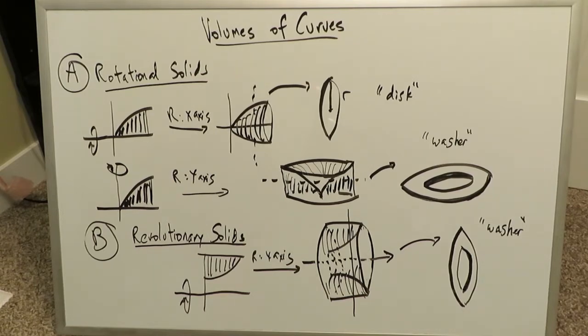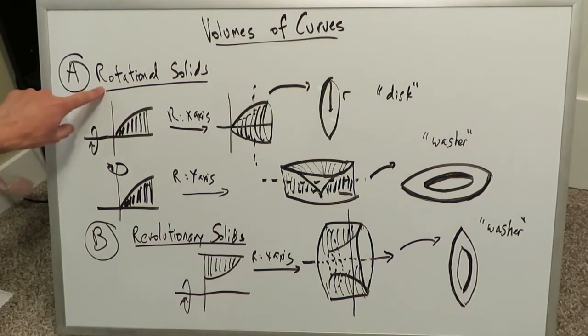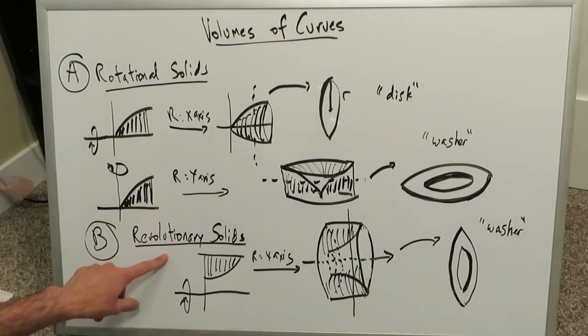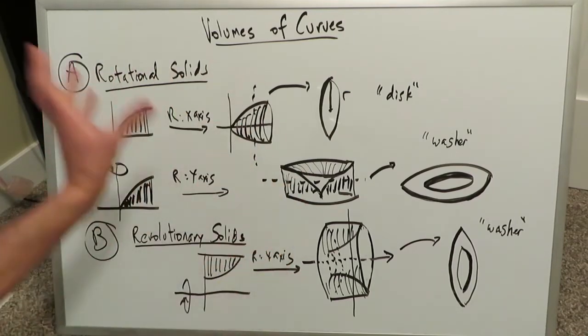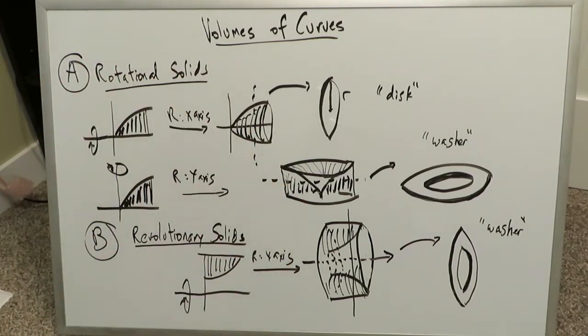Again, I want to start here with a very quick, brief introduction. Here we have two types of solids we're looking at. We have rotational solids and we have revolutionary solids. Look over here at part A, rotational solids, and part B, revolutionary solids. Now some textbooks will call all of these things a single label of solids of revolution. I like to make the distinction between the two types.